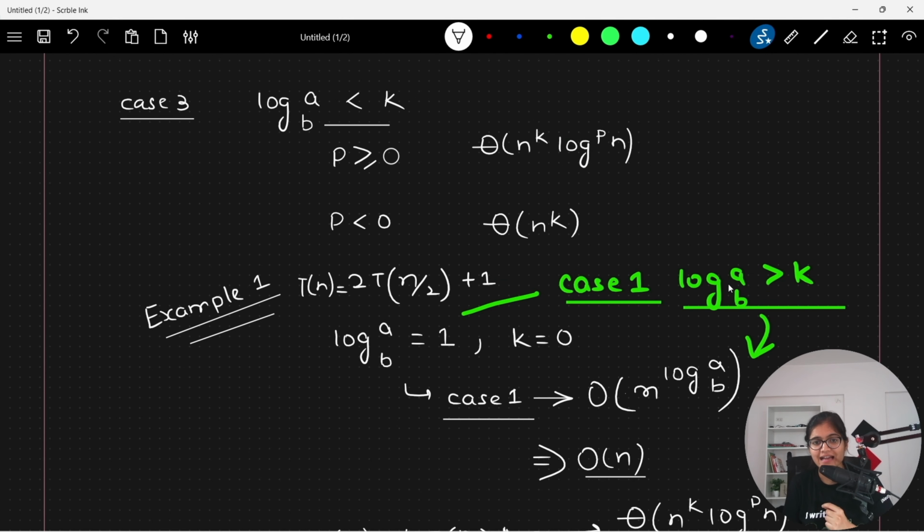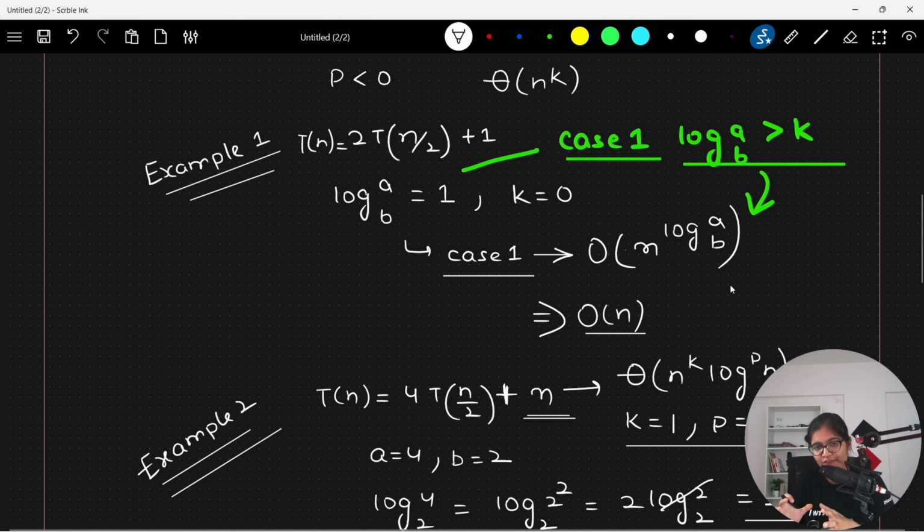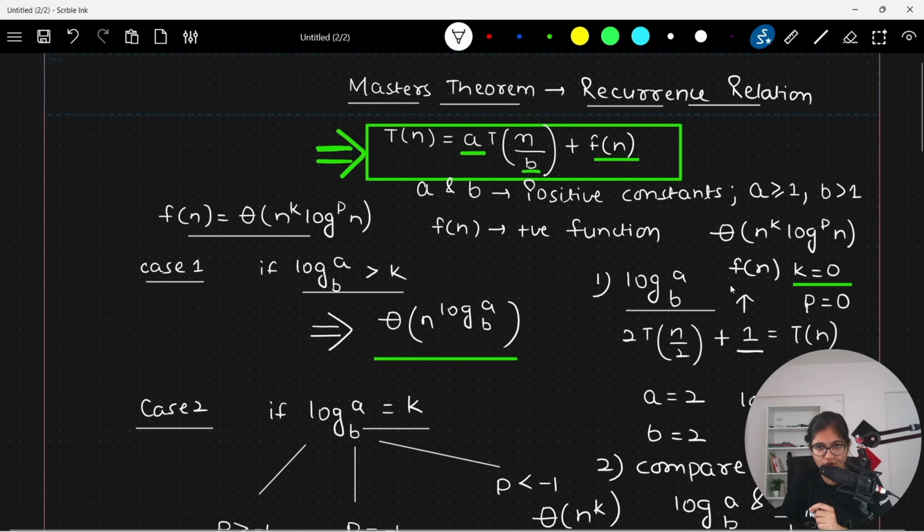The first thing in Master's theorem is to see whether the recurrence relation follows the above pattern or not. If it is following that pattern, you have to recognize the values of a, b, k and p. These are the 4 things you have to evaluate. Then, the second thing, you need to calculate the value of log of a base b. Once you get that value, you need to compare it with k.